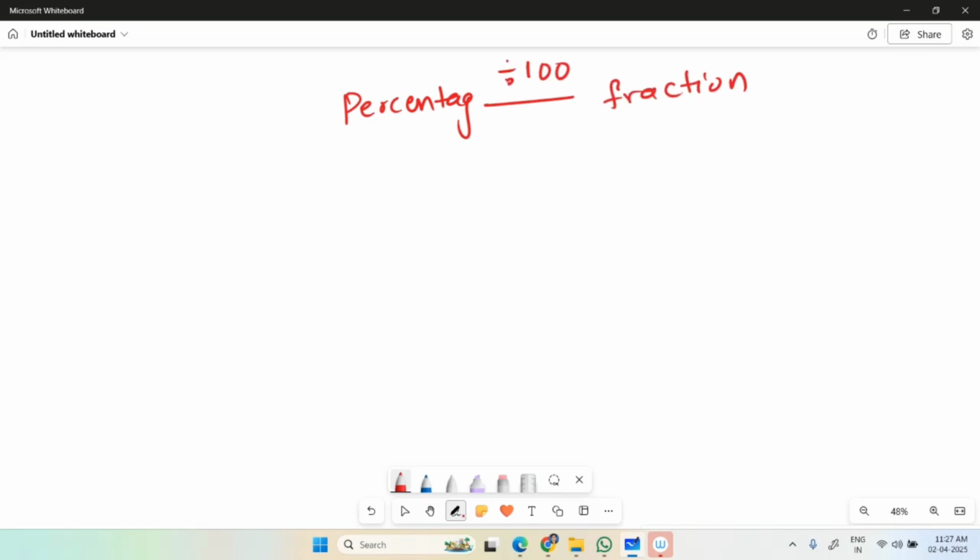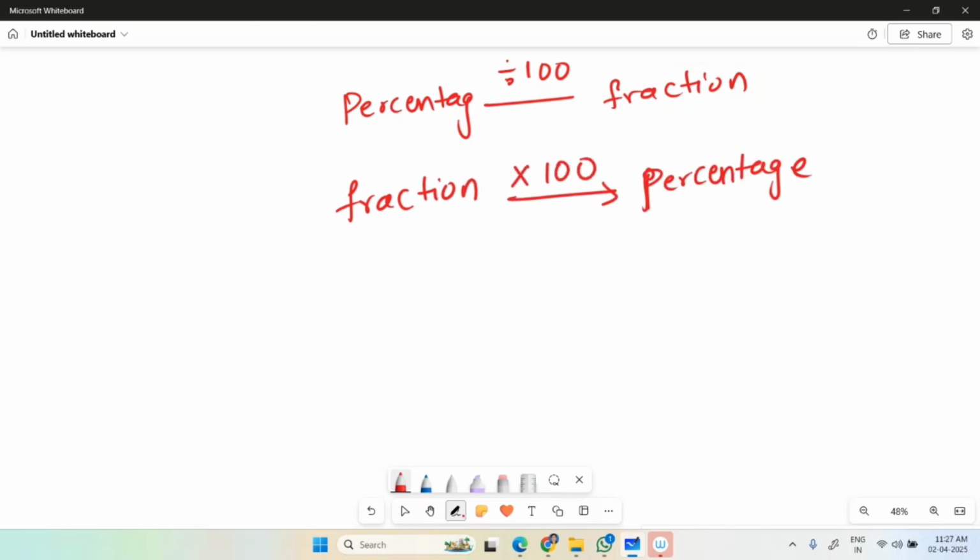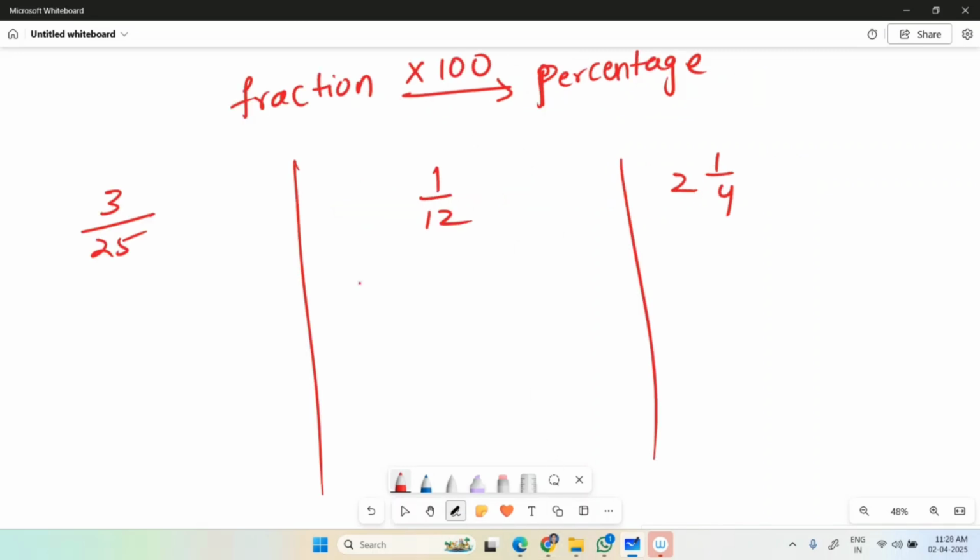Now, while converting fractions to percentages, we multiply by 100. Okay, let's solve some questions now. We know that while converting fractions to percentages, we multiply by 100. The first question is 3 out of 25. Let's convert this into percentages.